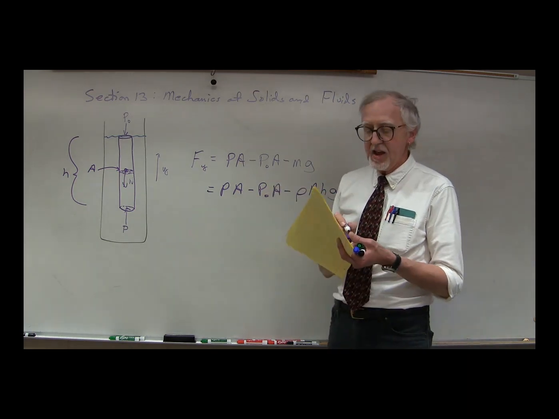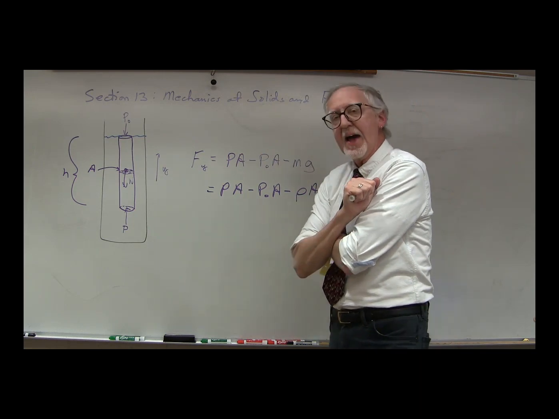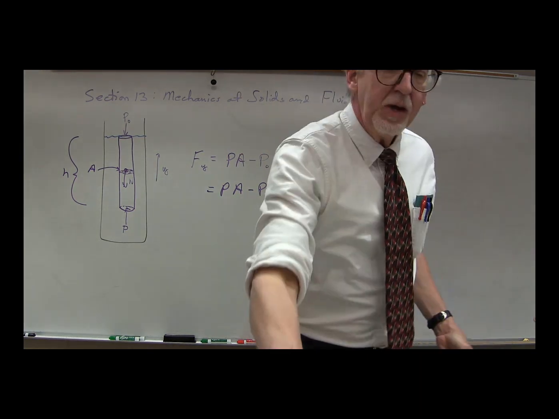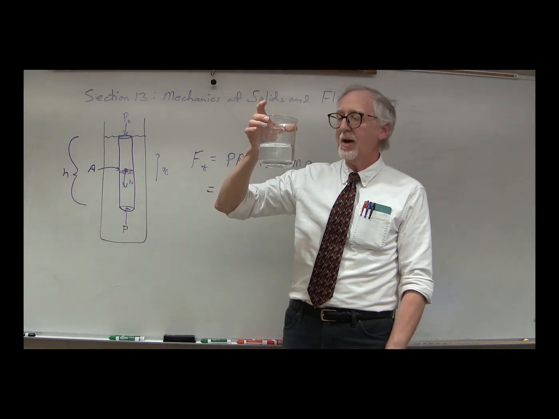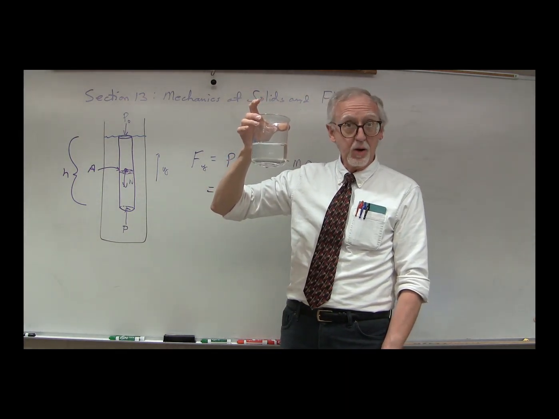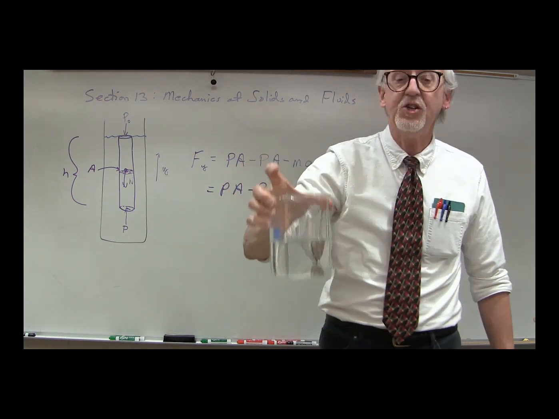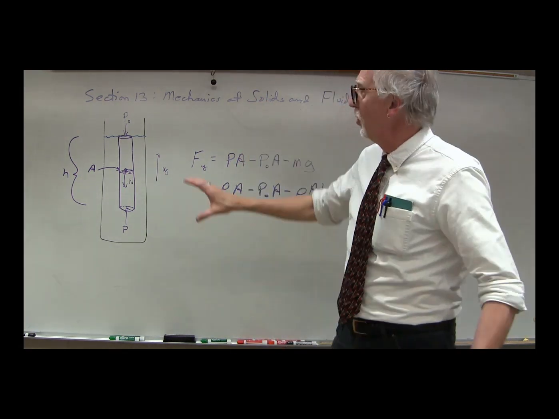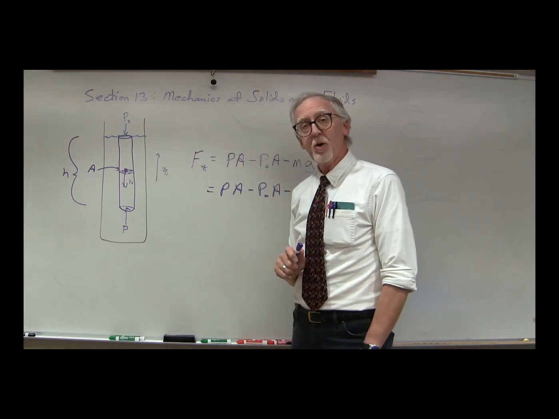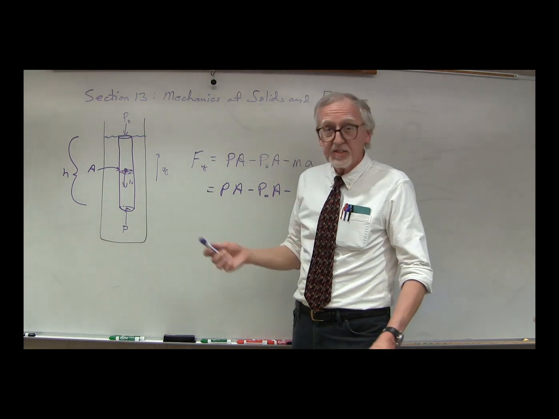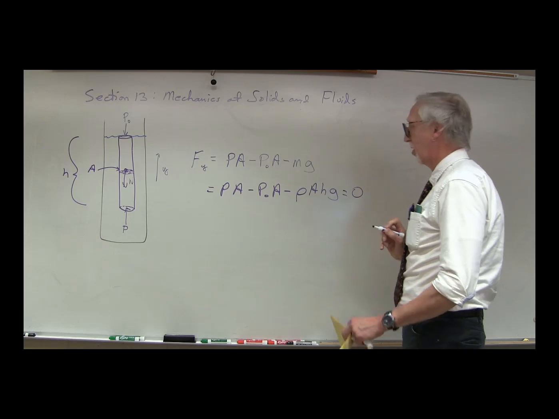Now let's think about this. What is this net force? That's the sum of all of the forces acting in the y direction. If we look at this fluid, and if we were to just let this sit for a while, that fluid is not going anywhere. It's not moving. It's not circulating anywhere. It's just stationary. Well, if that column of fluid is not moving, what does the net force on it have to be? It has to be 0. So we know that this quantity must equal 0.